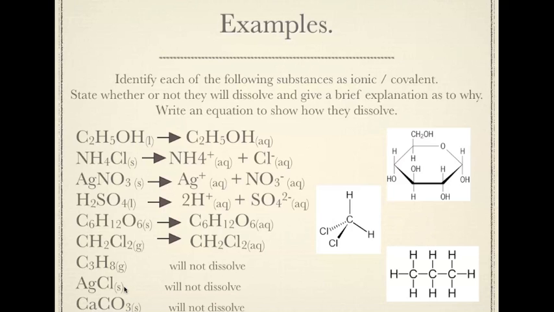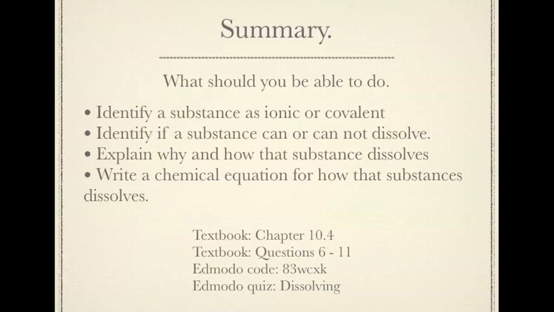Lastly, let's look at a summary of what we've covered so far in this video. Here's a summary. This is what you should be able to do. Basically, you want to identify substances as being either ionic or covalent. Ionic compounds always have a metal and a non-metal, whereas covalent compounds are only non-metals. So identify substances as ionic and covalent.